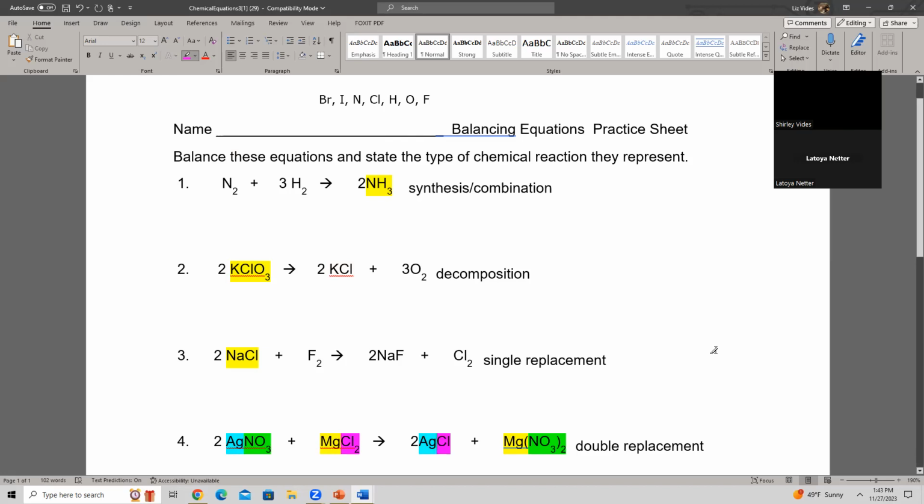See, you had blue and green and yellow and pink. Now you have blue and pink and yellow and green. See, that kind of helps you look at the double replacement when you look at the color combos.